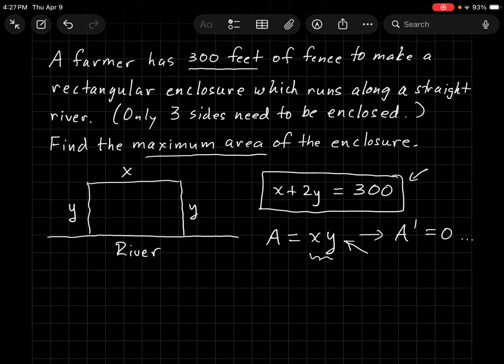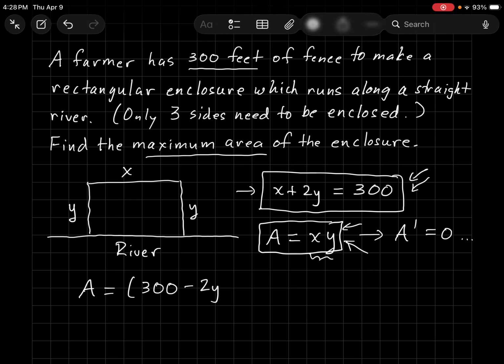What you're going to see is so many problems have something like this, where you come up with the equation you need to maximize or minimize. It'll have two variables, so there'll be some other equation that helps you get this equation down to one variable. So I know that area is X times Y, but if I look in my equation up here, I see that X is 300 minus 2Y. Make sure you see that as well. So area is X times Y, so I just need to multiply this now by Y.